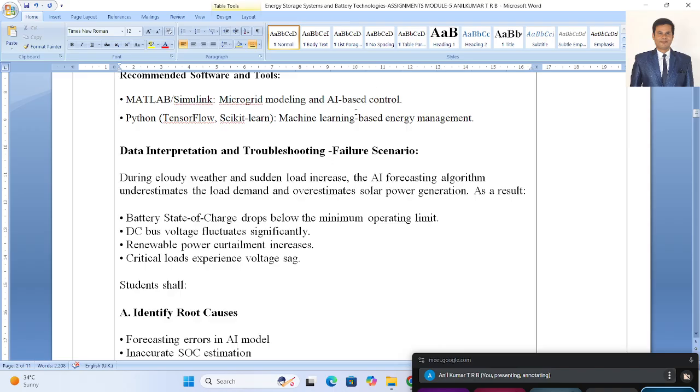So then what should you do? You have to do AI forecasting. You have to develop an algorithm that will underestimate the load demands and overestimate the solar power generation. Once you get that algorithm, it will try to show the battery state of charge dropping below the minimum operating limits, the bus voltage fluctuating significantly, and renewable power curtailment increases. Renewable power curtailment means when the renewable generation gets cut, when there are disconnections in the generation from the renewable energy resources. So all the data can be forecasted in a much easier way.